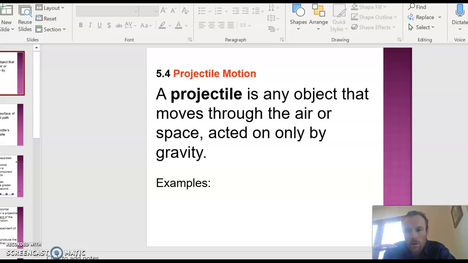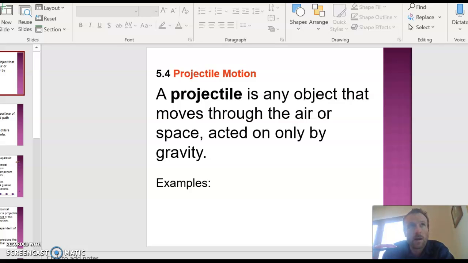And now that we are comfortable, hopefully, adding vectors and looking at forces in multiple dimensions, now we can look at motion that results from those forces in multiple dimensions. But typically the focus of this unit is to understand something called a projectile and the motion of that projectile. So a projectile, defined, is an object that moves through the air or space and is acted on by gravity alone.